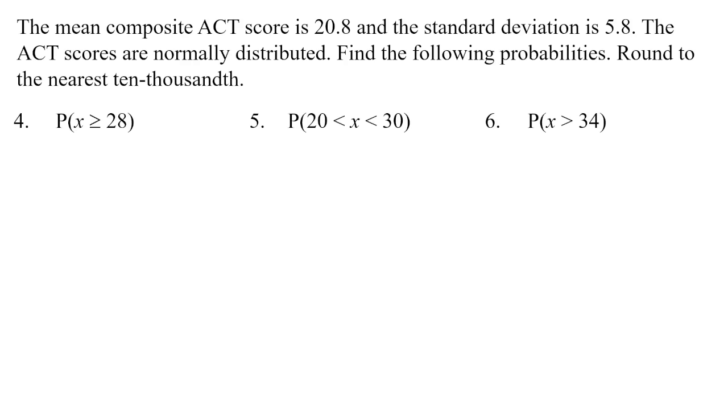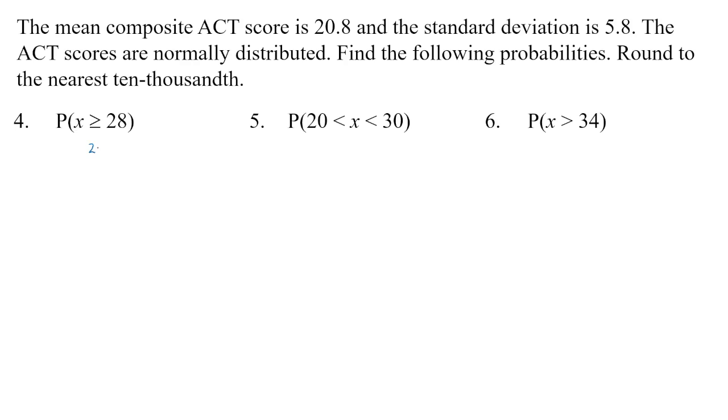All right, so let's say the mean composite ACT score is 20.8 and the standard deviation is 5.8. The ACT scores are normally distributed. Find the following probabilities, round to the nearest 10,000. All right, so you look at the probability that X, the score, is greater than or equal to 28. Now notice, they give you the score, but they didn't give you the z-score. So the first thing you have to do is convert your raw score into a z-score.